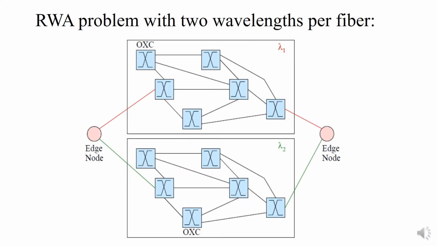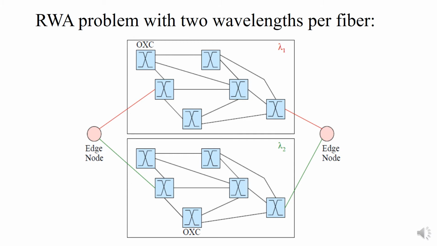Then, in which type of networks do you see the RWA problem? This figure depicts the RWA problem with two wavelengths per fiber. Let us check the first constraint, that is the wavelength continuity constraint. It is represented by replicating the network into many copies. Here we have only two copies, that is lambda 1 and lambda 2. That is, if wavelength i is selected for a light path, the source and destination edge nodes communicate over the ith copy of the network.